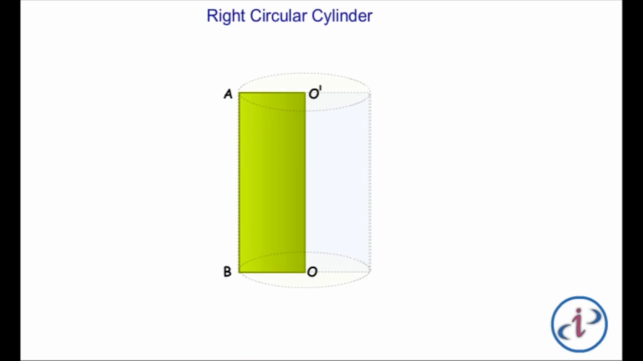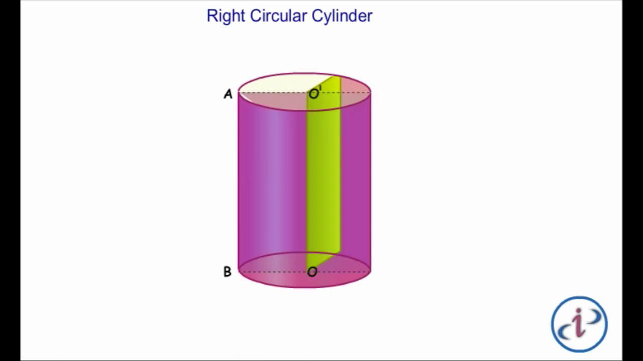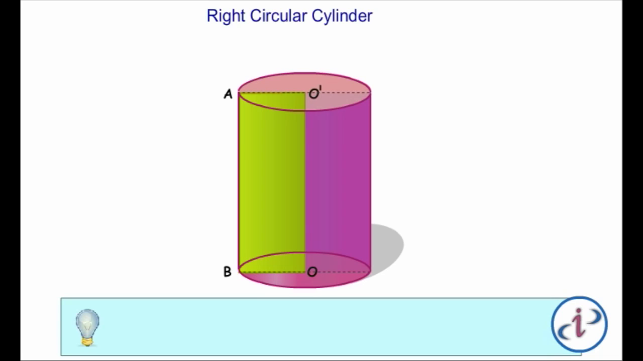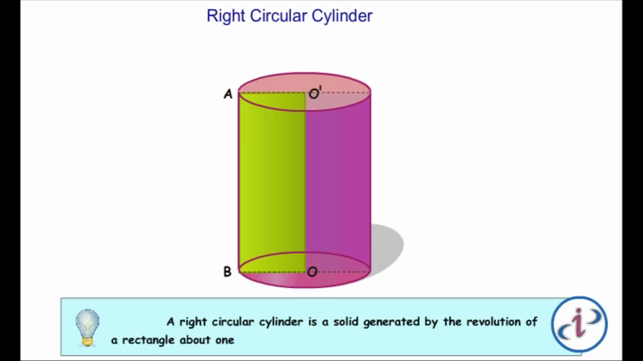Right circular cylinder. Consider a rectangle OO'AB which revolves about its side OO' and completes one full round to arrive at its initial position. The revolution generates a right circular cylinder as shown in the figure. A right circular cylinder is a solid generated by the revolution of a rectangle about one of its sides.